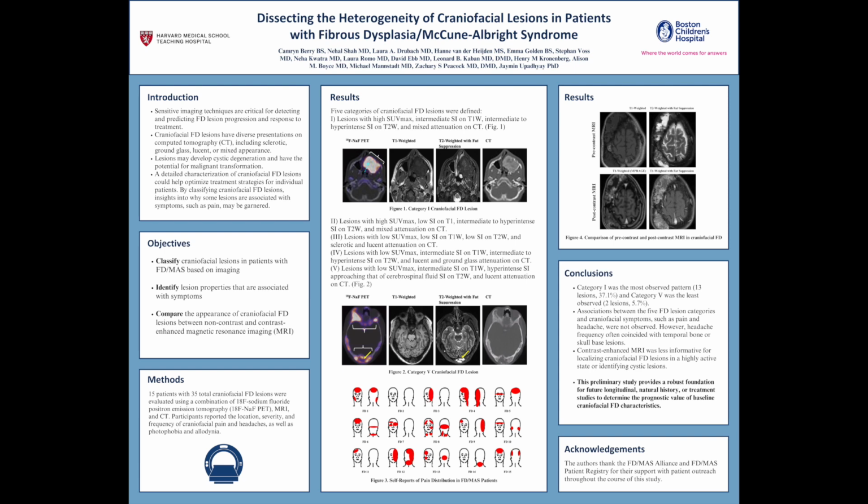and sodium fluoride PET-CT. These imaging techniques are critical for detecting and predicting growth in FD lesions and any cancerous transformation or cystic formation. When an FD lesion is imaged with CT, it can have a wide array of presentations, including a ground glass, lucent, or sclerotic appearance, or a mixture of two or more appearances that correspond to the density of that lesion. When an FD lesion is imaged with MRI, it can also have a diverse range of presentations that depend on the type of MRI being used. Sodium fluoride PET-CT quantifies bone activity.